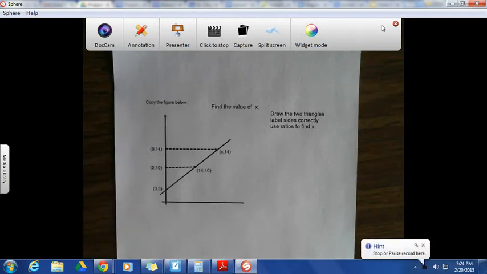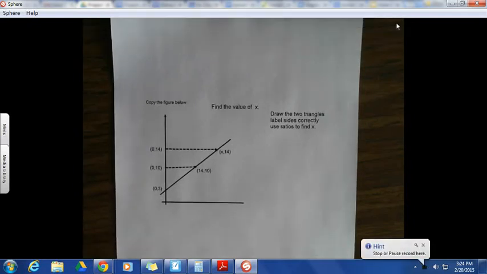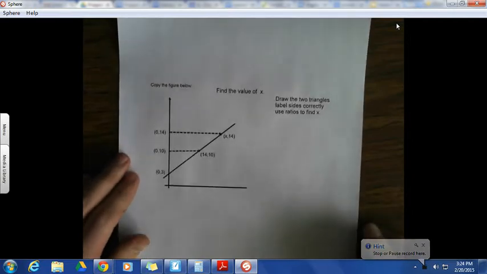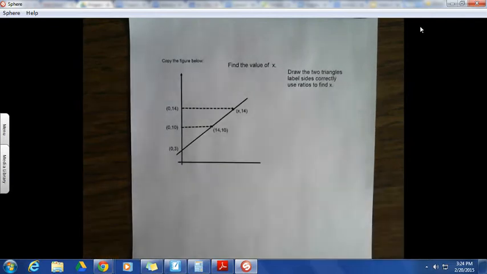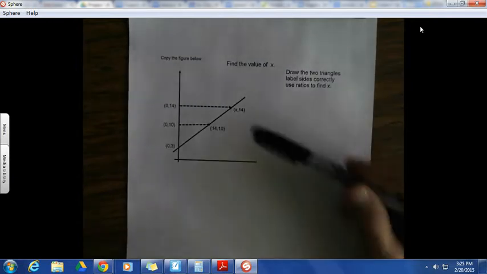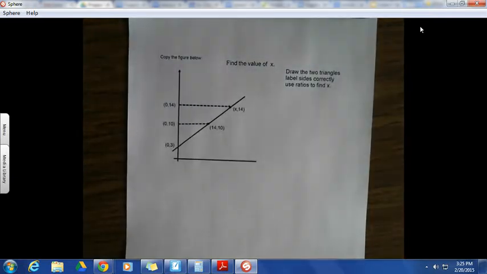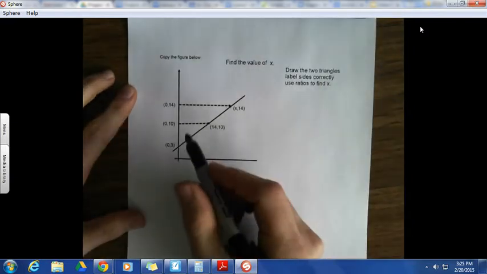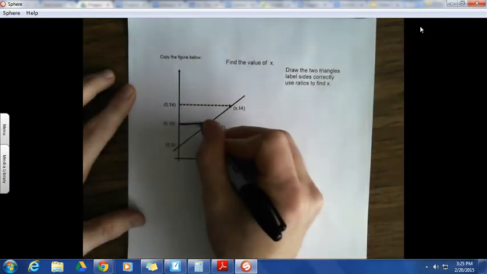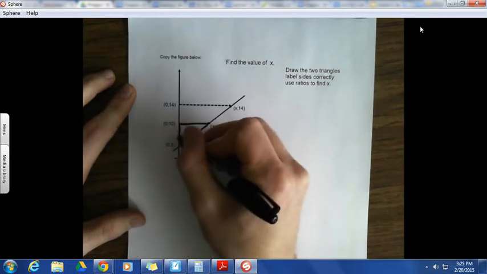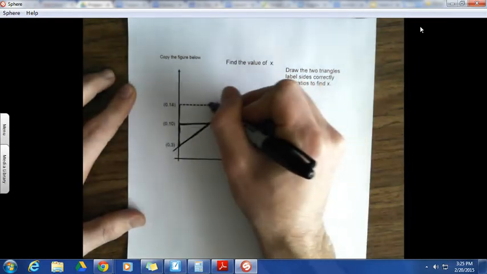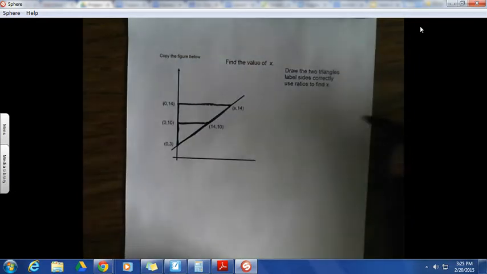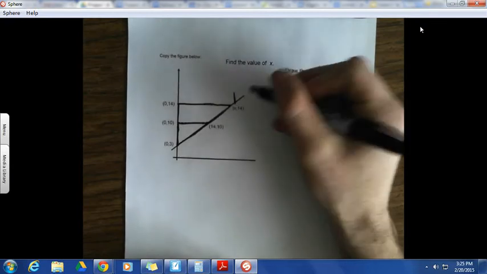Okay, so this is an interesting problem. Here we're just looking for the value of x, but we are shown two triangles on a coordinate grid. You can see that these two triangles are kind of nestled into one another. There's one right here, and of course there's a bigger one as well. So two triangles, and we're looking for x, which is right here. X.